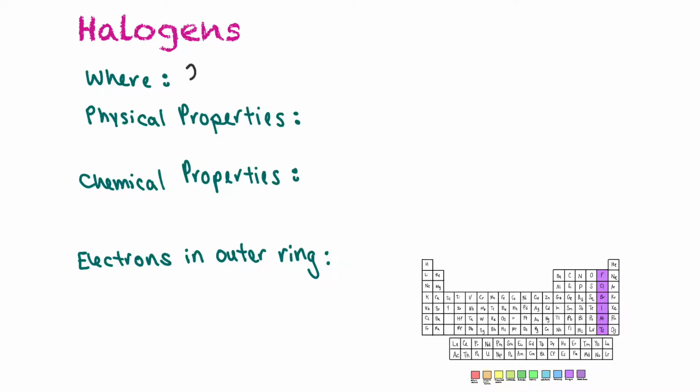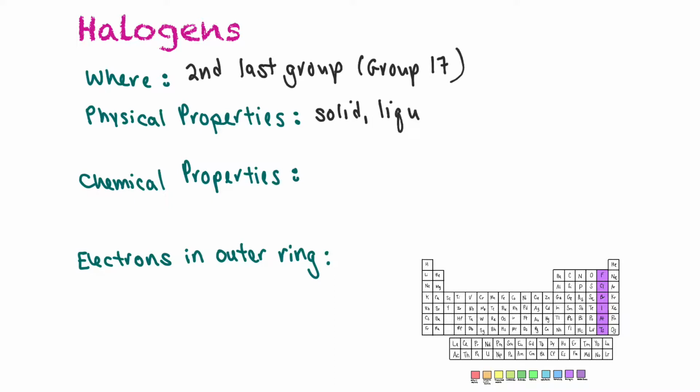Halogens are in the second last column, so the second last group, also known as group 17. And the physical properties are that they can be solid, liquid, or gas. And the chemical properties are that they're very reactive. And the number of electrons in their outer ring is 7.